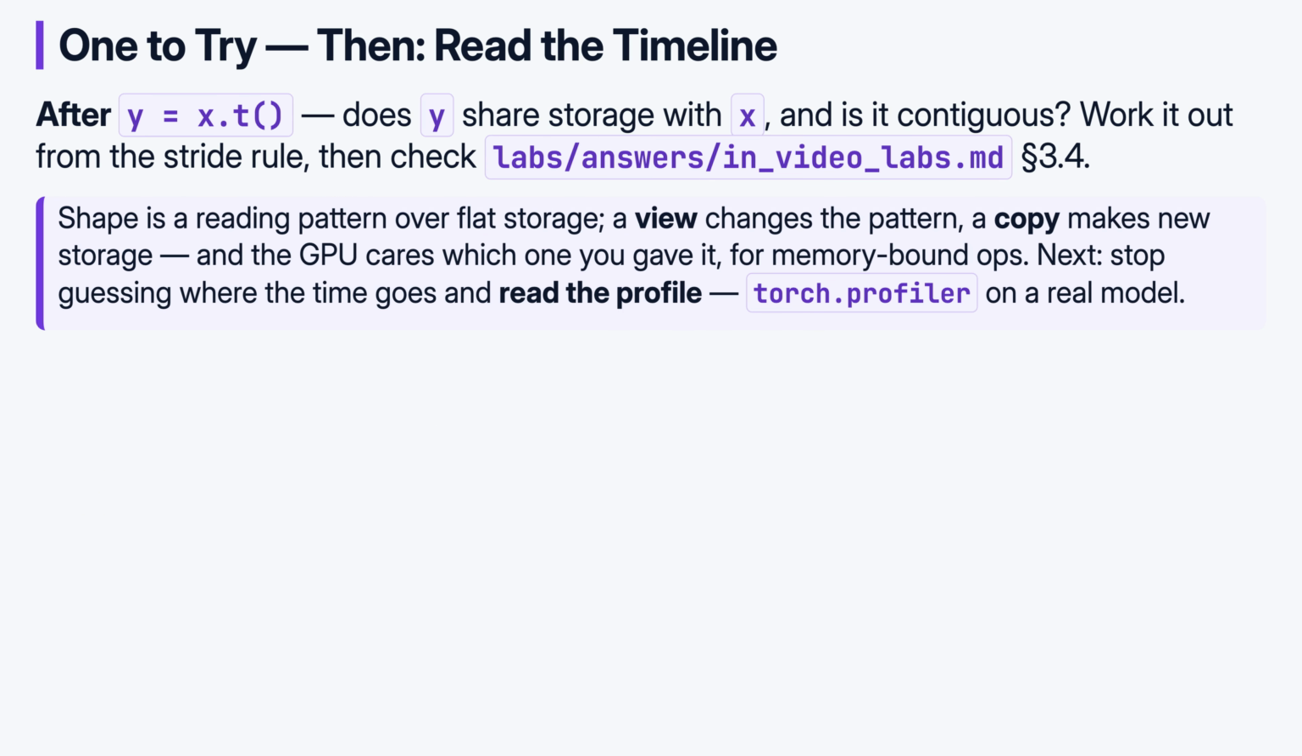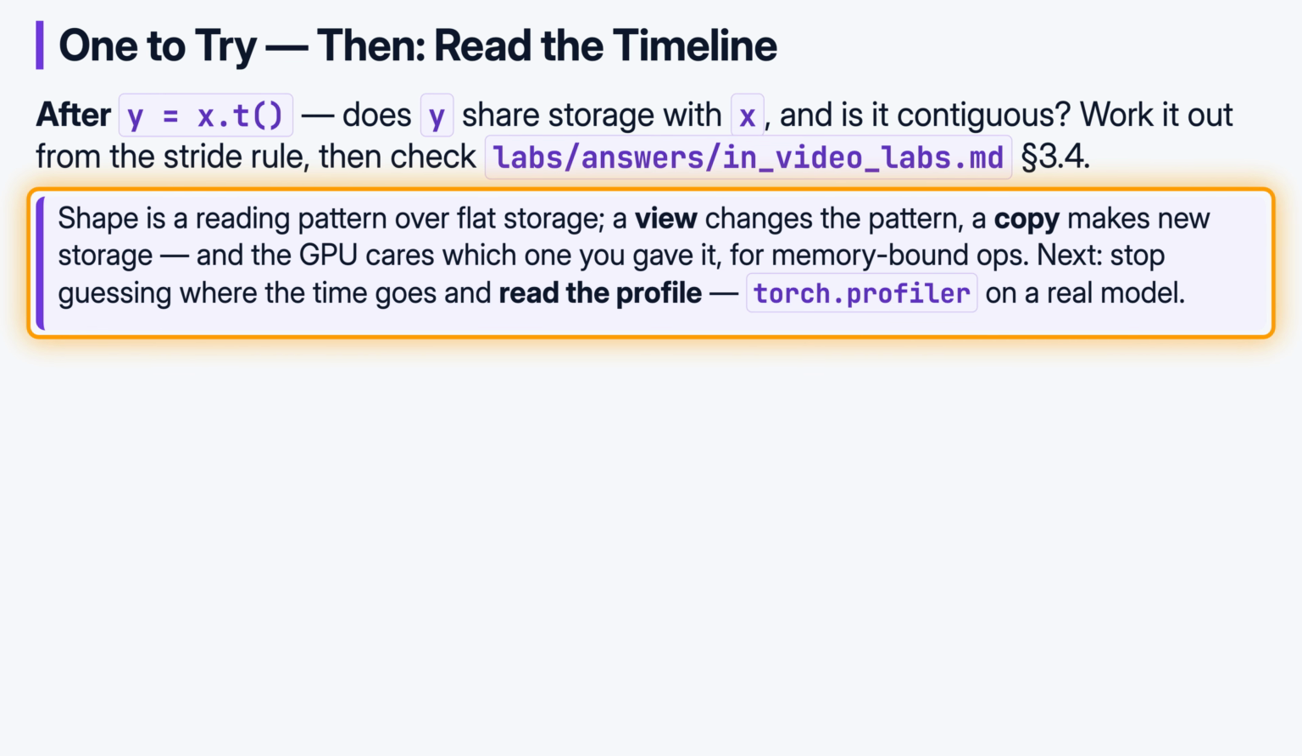One to try. After y equals x.t, does y share storage with x, and is it contiguous? Work it out from the stride rule. Then check the answers file, section 3.4. The answer, yes, y shares the storage. But no, it is not contiguous. A transpose changes only the stride.